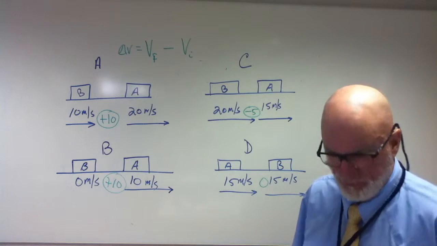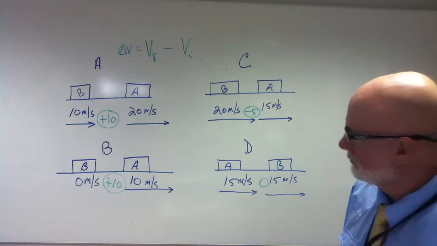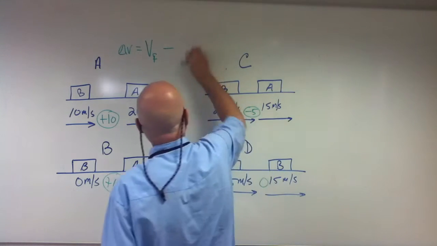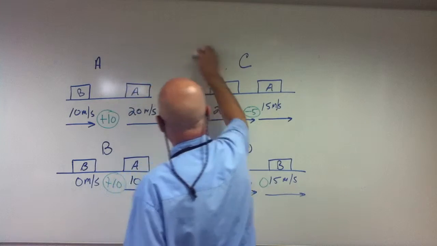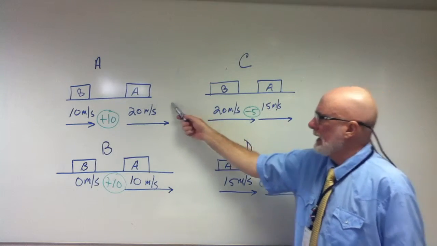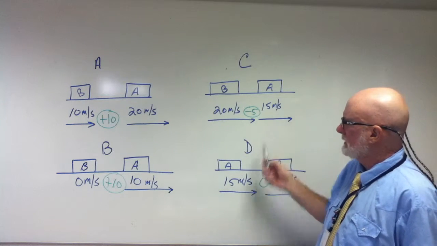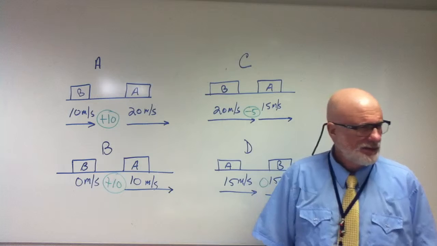All right, so rank them in order from greatest positive change to greatest negative change. How would you rank them? Anybody? Let's put it up here. A, C, D, B. You'd say A, C, No. D, B. No.